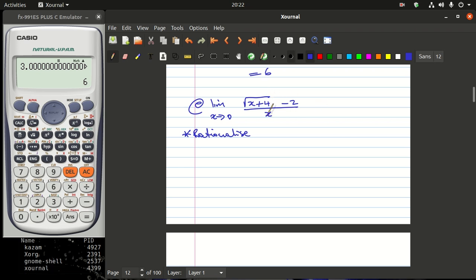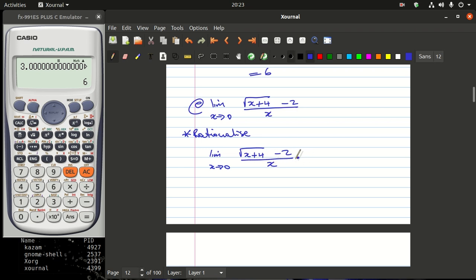So if you look here, I have an x. So the x is somewhere inside the root in the numerator. So I wanted to rationalize the part that is preventing that x from being cancelled. So I'm going to rationalize the numerator here. So I will end up having the limit as x approaches 0 of the square root of x plus 4 minus 2 over x.